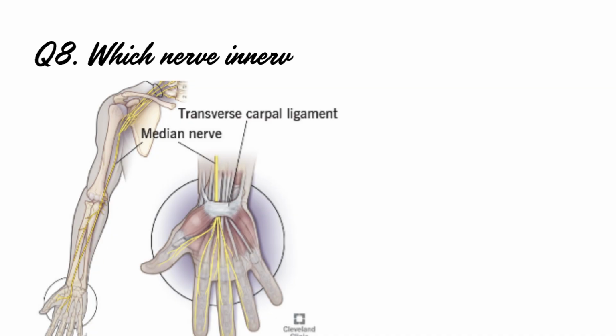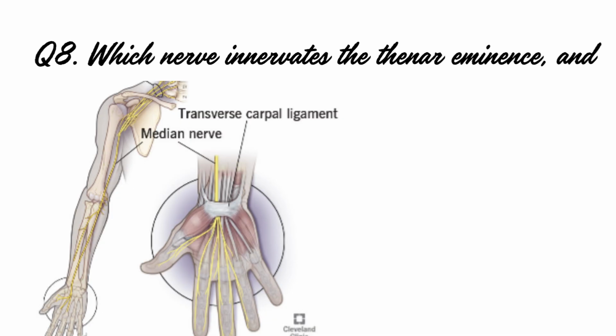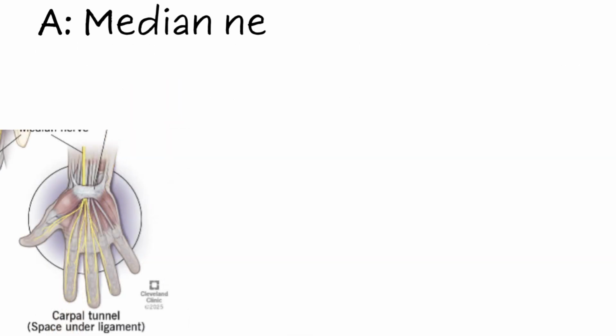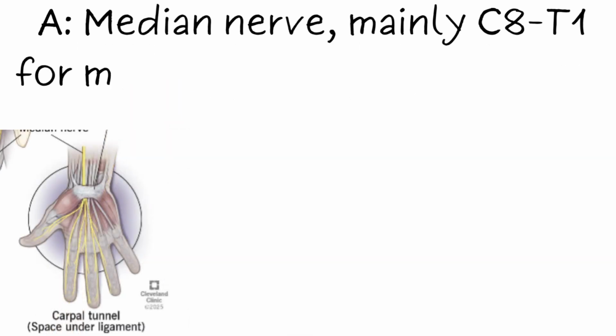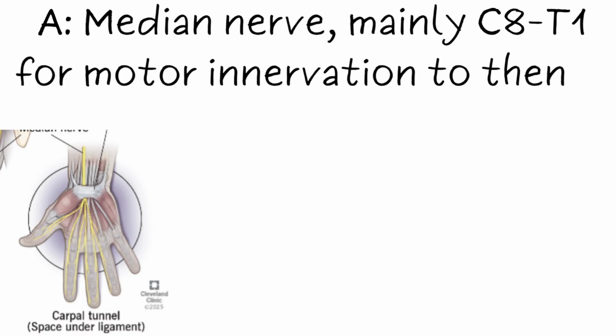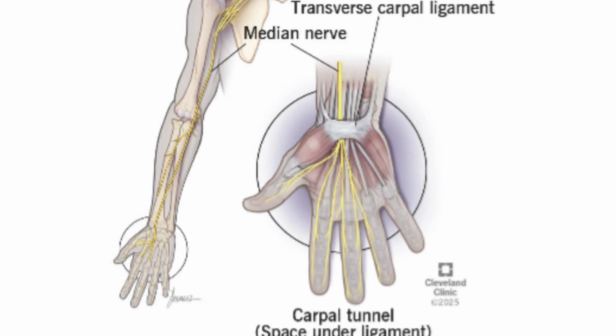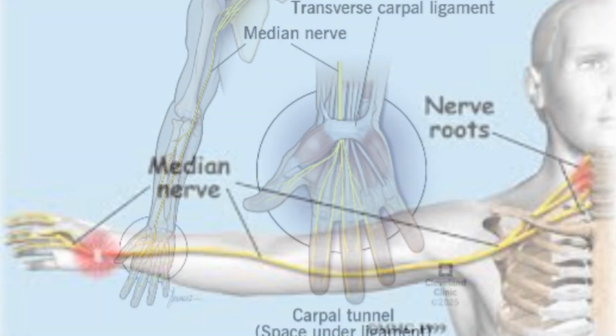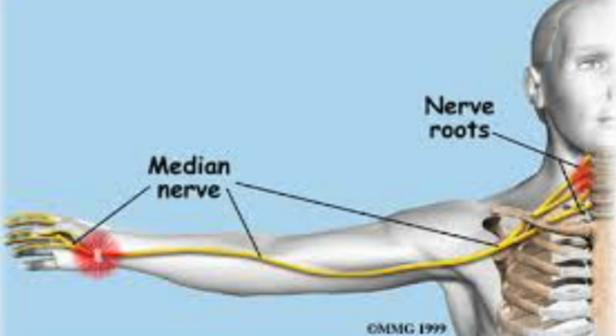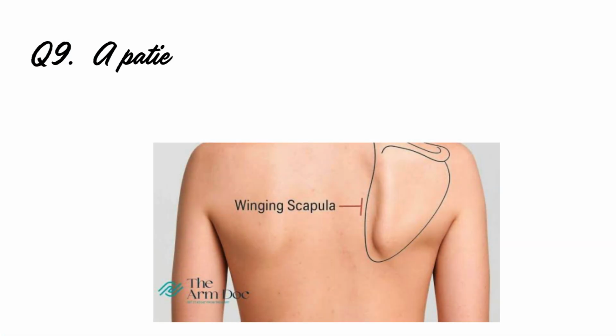Question number 8. Which nerve innervates the thenar eminence? And what is its root value? The answer is the median nerve. The root value, C8 to T1. Did you know? Carpal tunnel syndrome affects the median nerve, causing muscle weakness, weakness of thumb opposition, and ape hand deformity in severe cases.